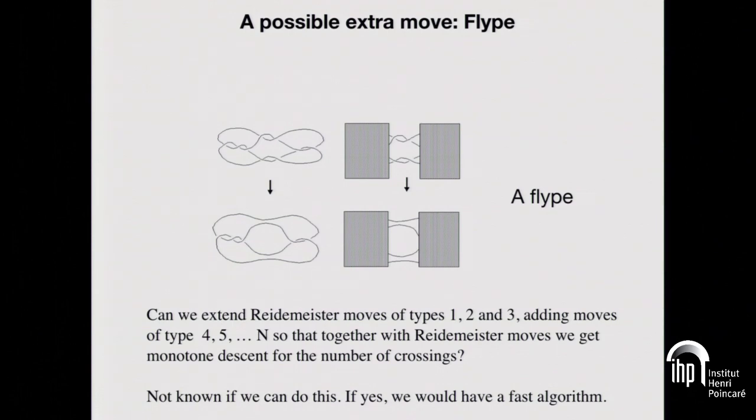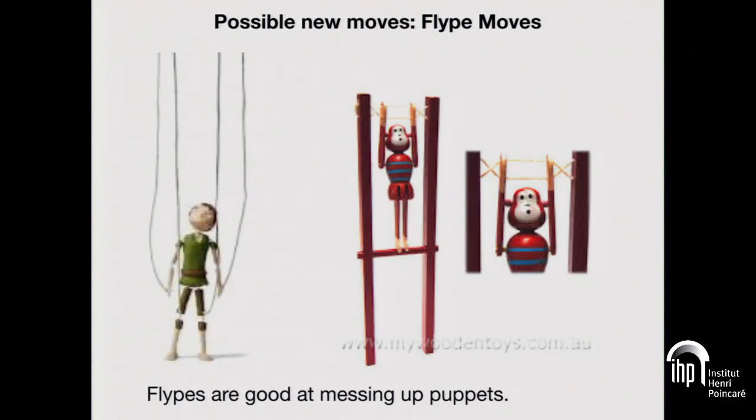So it's a little tricky to visualize, actually. I didn't do a very good picture here. You may recognize this is the reason why puppet strings tend to get knotted, right? So you take that monkey at the right, and you see that it's twisted around there. It's created a canceling pair of twists at the left and the right. That's a flip.